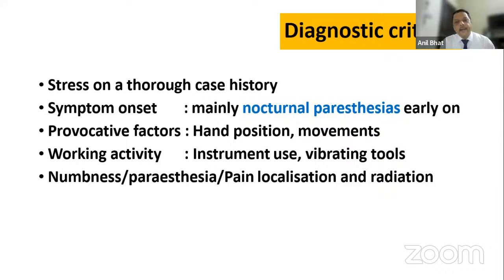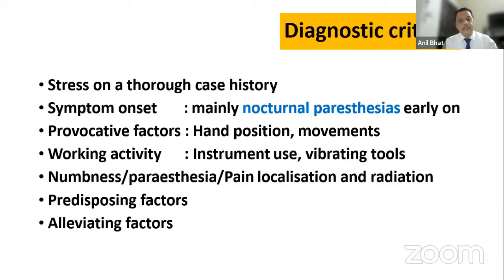There's a hand diagram which a lot of us ask the patient to mark, at least where these symptoms are located by the patient themselves. Look at predisposing factors, which I told you about. It could be obesity, hypothyroidism, diabetes, rheumatoid, and what actually relieves these symptoms, how they can place the hand in a different way, and how it can be used. So that can be checked.